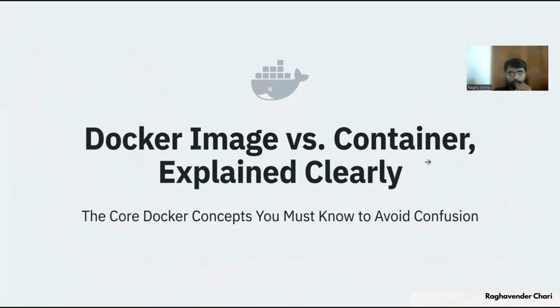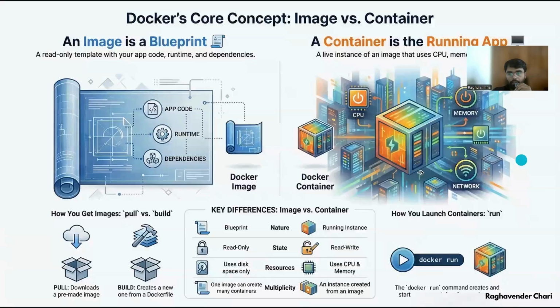In this very short video I'll explain clearly so that you can understand and try to pull existing Docker images, and also run your own Docker images. So let's get started. I have created an infographic for your better understanding. This is a complete Docker image blueprint where we have everything like app code, runtime, dependencies, everything will be there. So you can get images using pull and build.